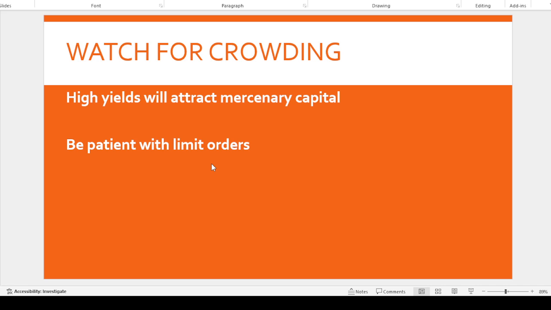The only bad thing is I have really high expectations for this ETF. So unfortunately, high yields will attract mercenary capital. So I guess in the beginning, a bunch of people will probably crowd in again. So I'll have to be patient with limit orders. And I also hope that there'll be options on this ETF itself, just so I can sell cash secured puts to get in at a lower price.